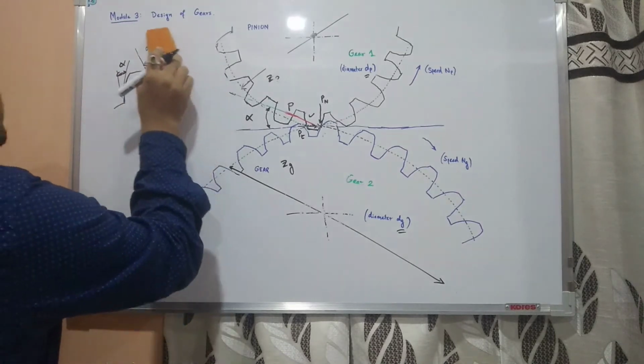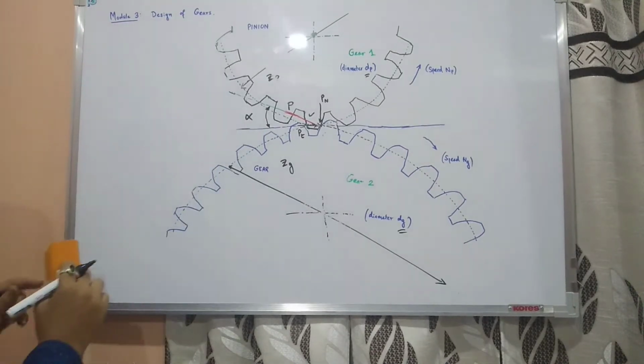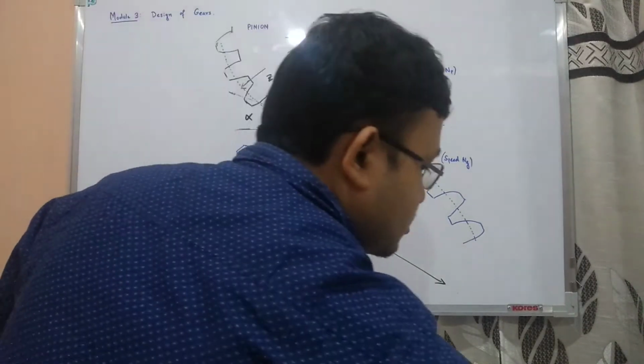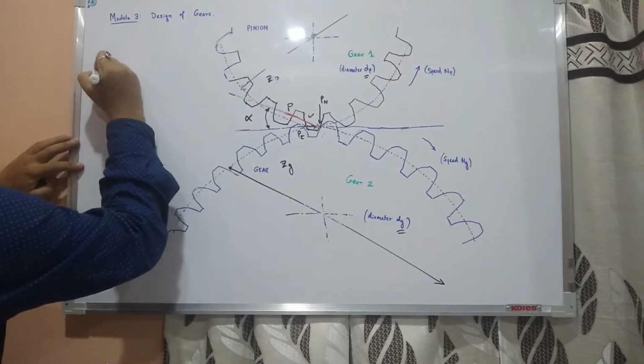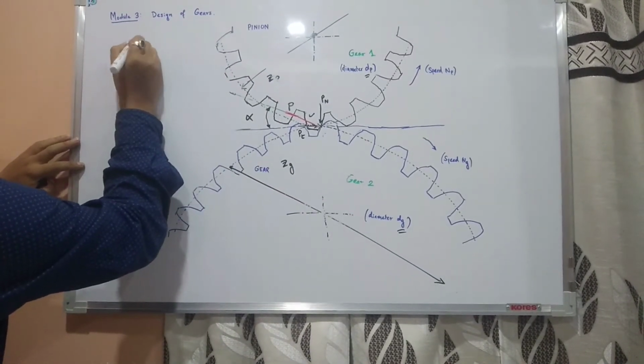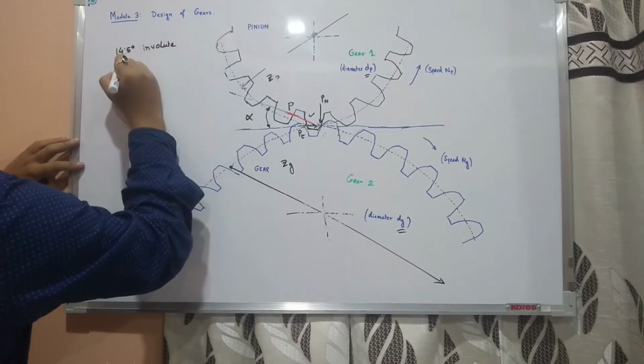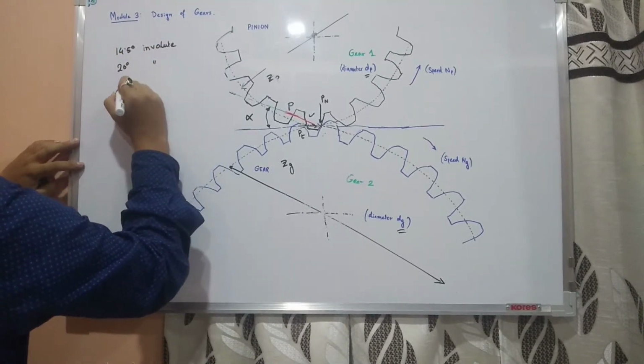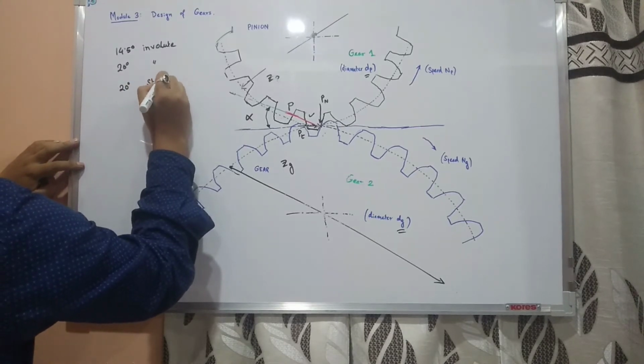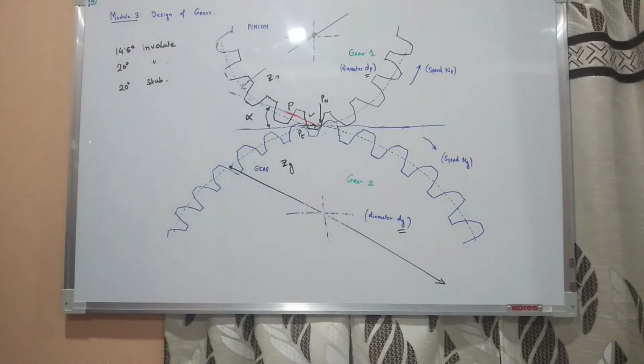Now there are three types of pressure angle systems. We have 14.5 degree involute, which is in use. Then we have 20 degree involute, and we have 20 degree stub. These are the three systems.